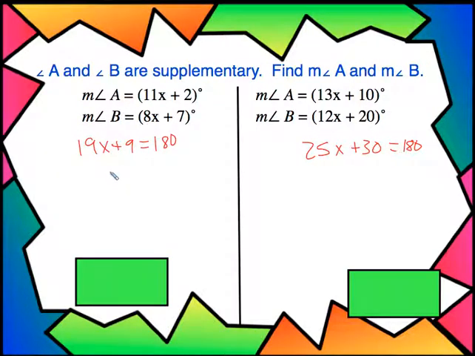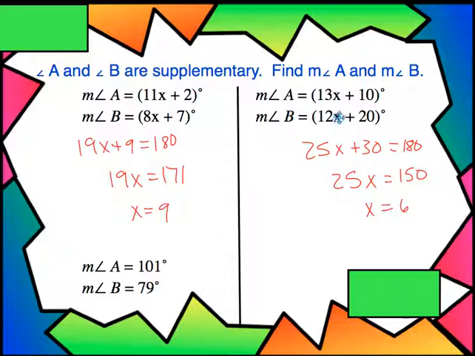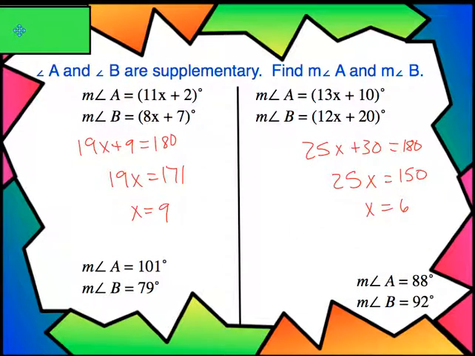Okay, so I'm going to subtract the 9 and get 19x equals 171, and then x equals 9. On this one, I get 25x equals 150, x equals 6. Then I want to plug in the 9. So you do like 9 times 11 plus 2. That's 101. 9 times 8 plus 7. That's 79. You'll plug the 6 in for x right there and there, and you should get 88 and 92. And that's all for 1.5 part 1.